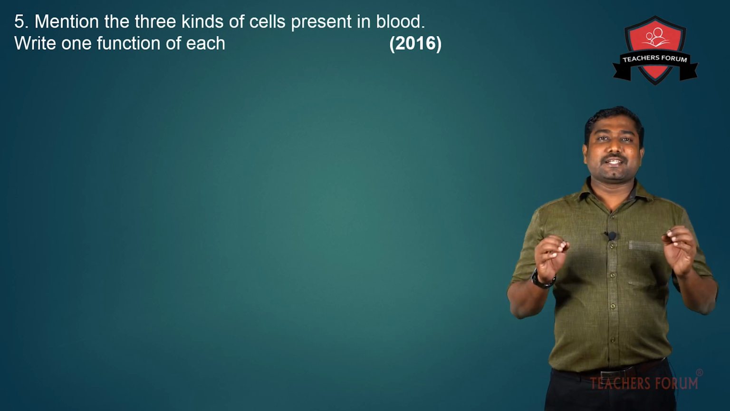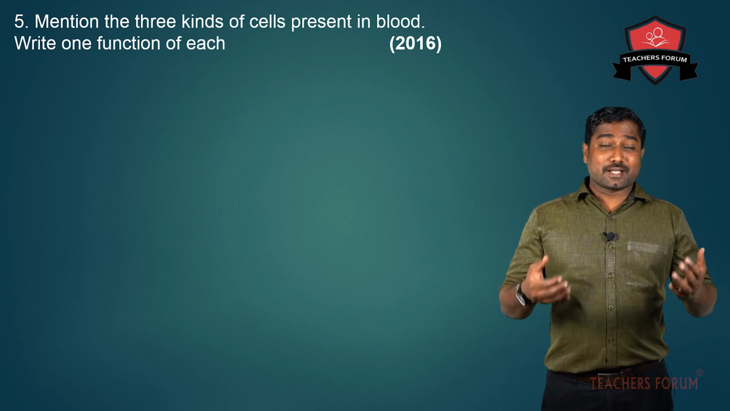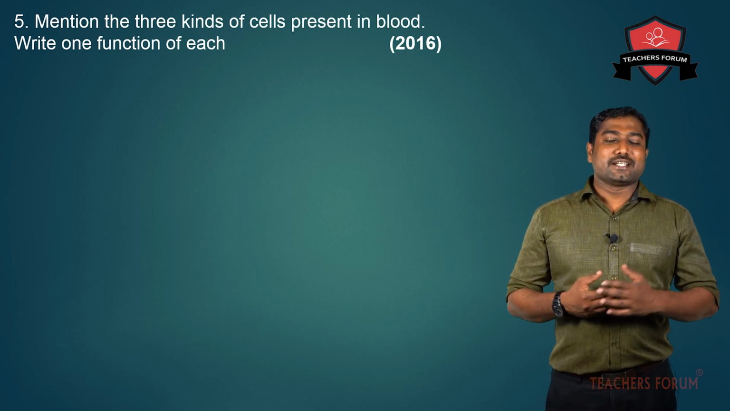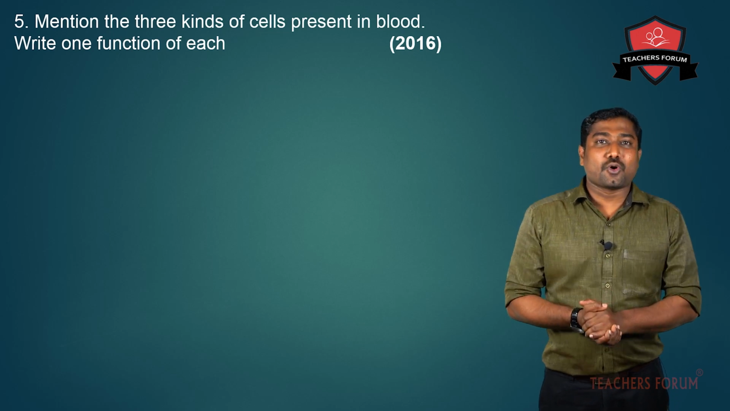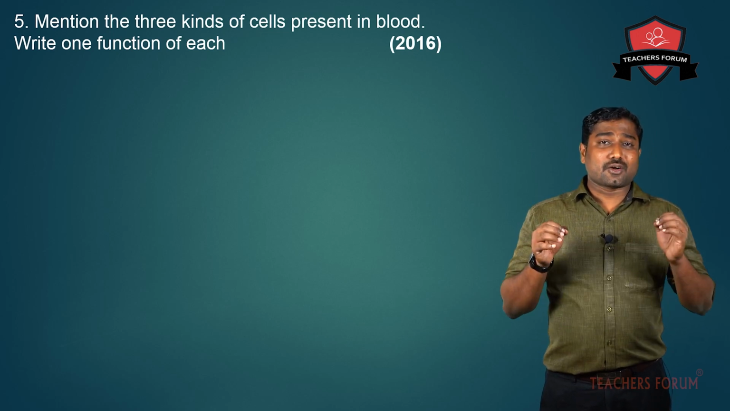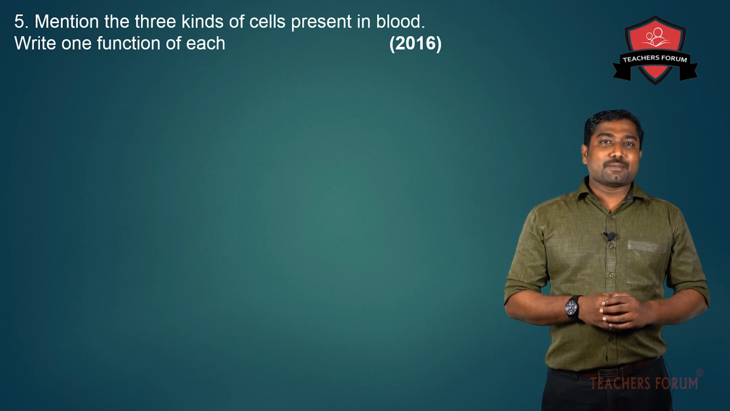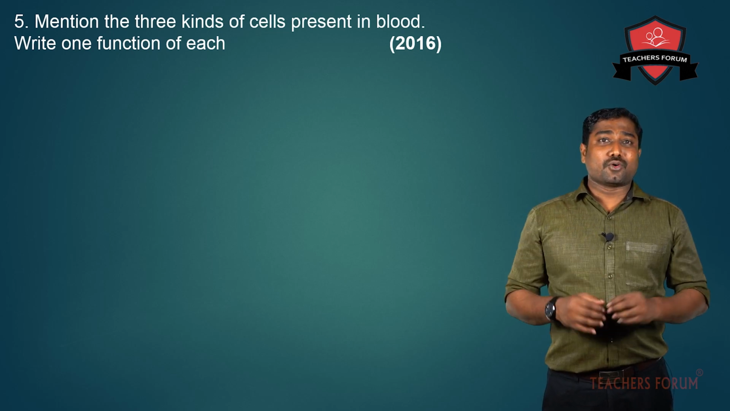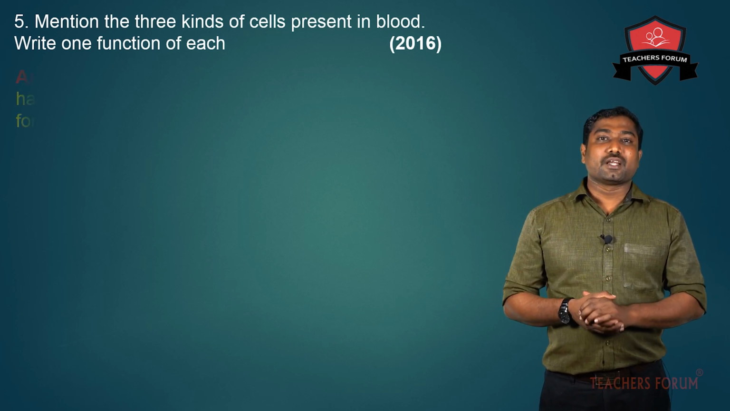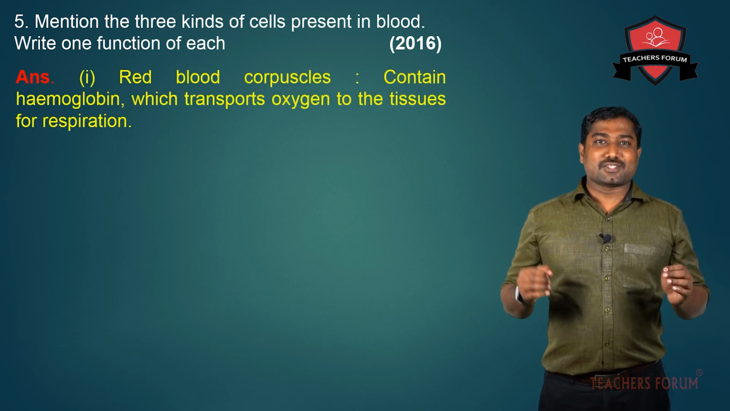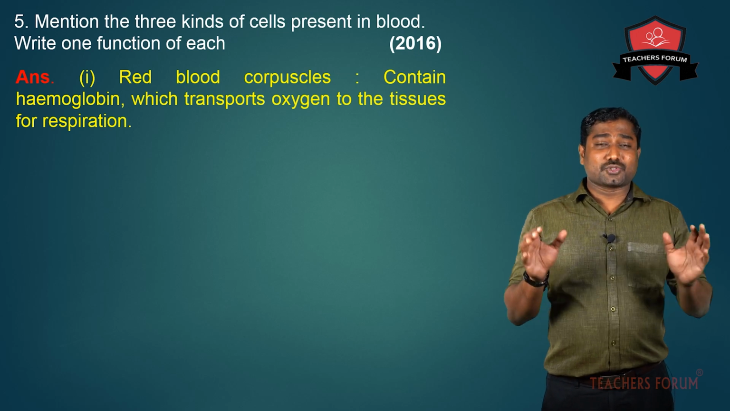The 3 types of blood cells present in our blood are RBC, WBC and the platelets. Together we call them formed elements or the blood corpuscles. RBCs are red in color due to the presence of a specialized protein in them called hemoglobin. So RBC's function is to carry oxygen to different parts of your body.